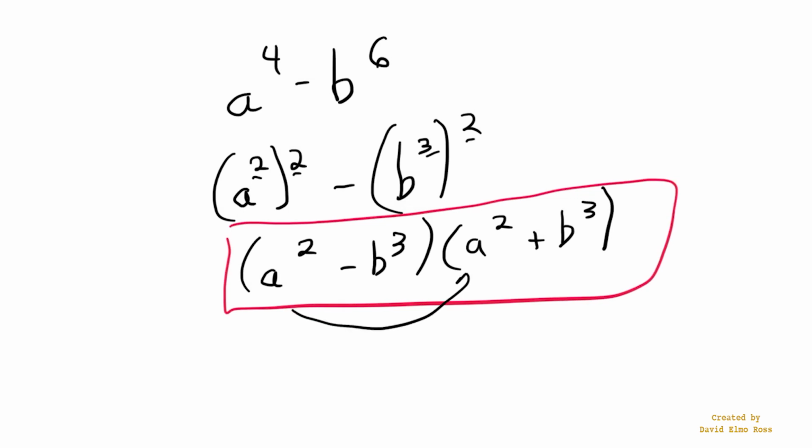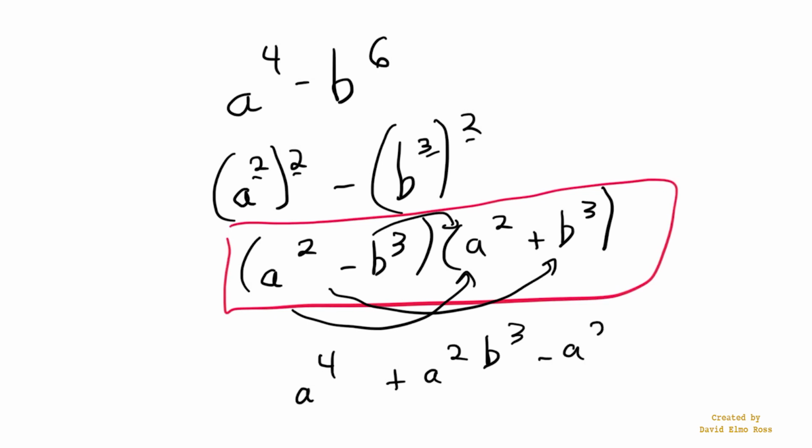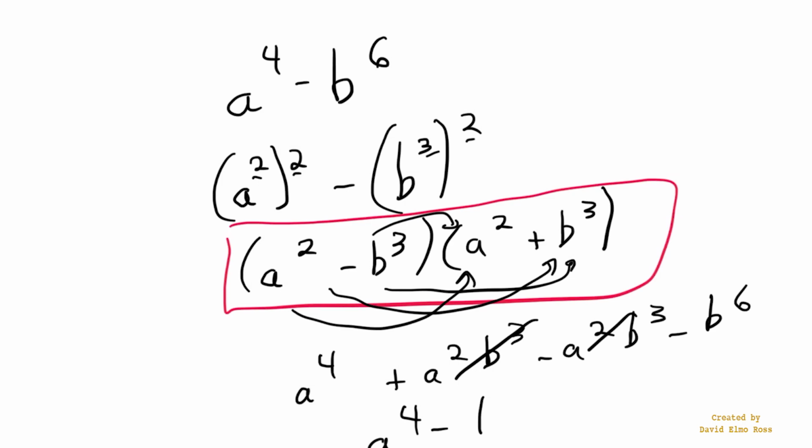Let's validate that this is indeed our proper solution. So a squared times a squared is a to the fourth. a squared times b cubed is plus a squared b cubed. And then the inner terms is minus a squared b cubed. And then minus b to the 6. And if we cancel out these terms again, we get a to the fourth minus b to the 6. And this indeed validates that this is our factor.